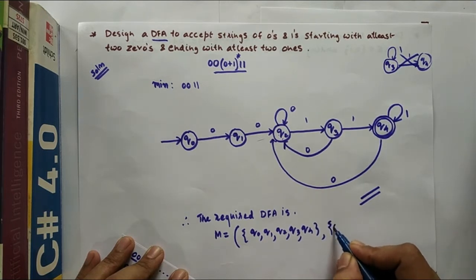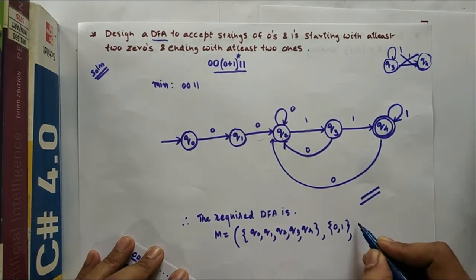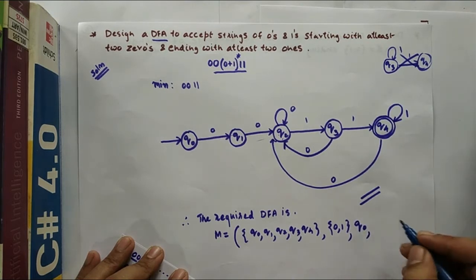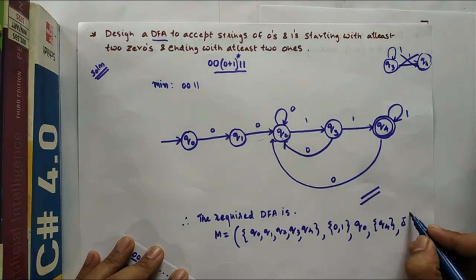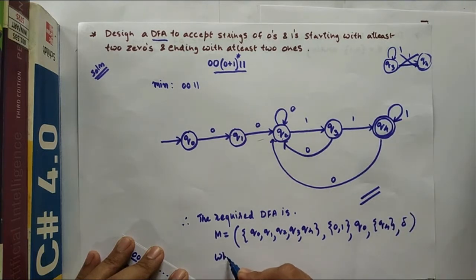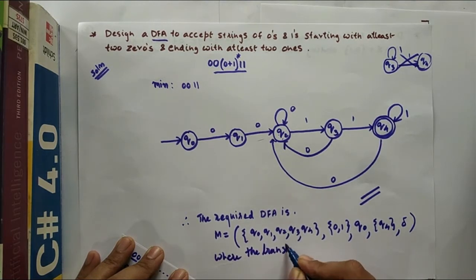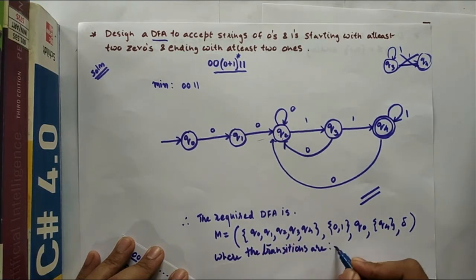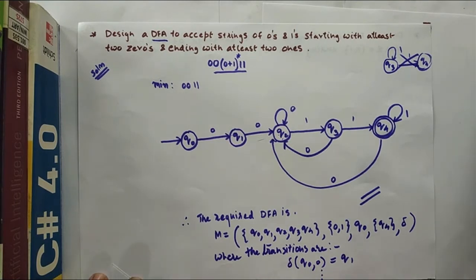Then what is sigma in this case? 0, 1. Q, sigma. Then Q0 is the start state. Then the final state is Q4, delta, where the transitions are, and you need to list all the transitions. For example, delta of Q0 on 0 is Q1, and so on. Please write all the transitions, and after writing all the transitions, please draw the transition table.